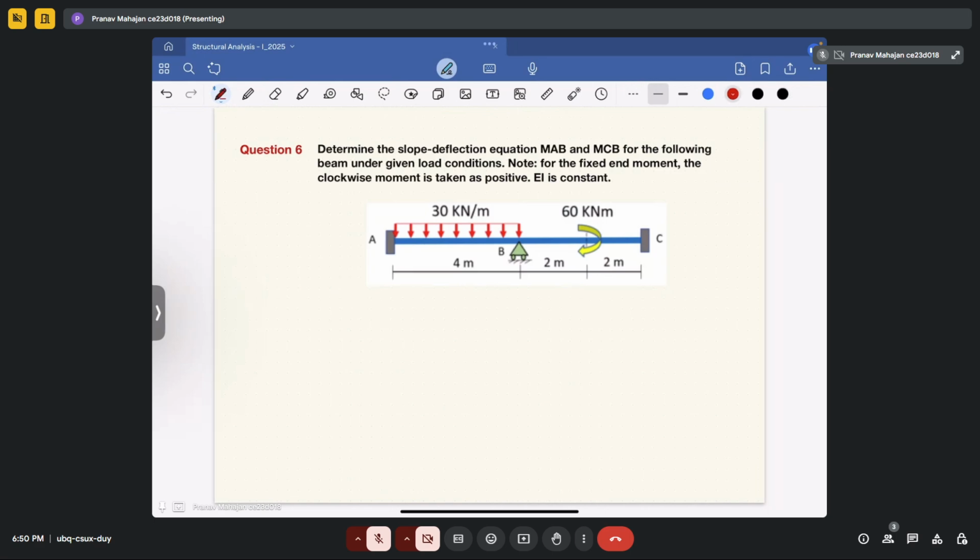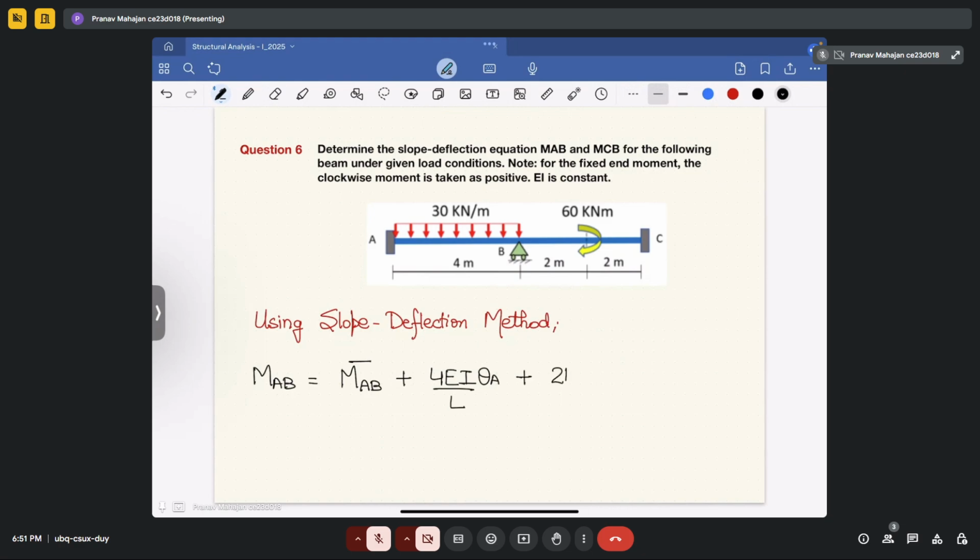So here, using slope deflection method, your MAB is equal to MAB bar plus 4 EI theta A divided by L plus 2 EI upon L into theta B. Since there is no sinking of supports, we are not taking it into consideration.